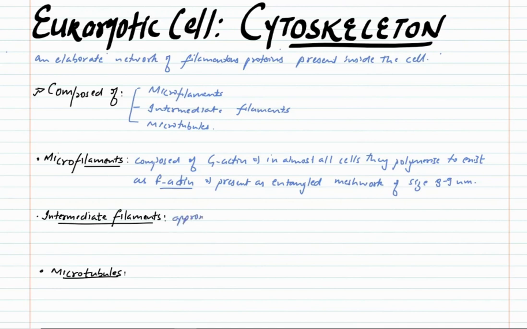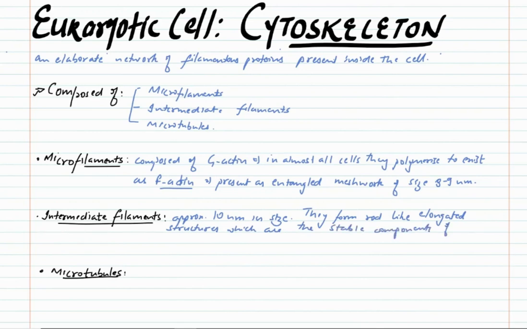The intermediate filaments are approximately 10 nanometer in size. They form rod-like elongated structures which are the stable components of cytoskeleton. So out of the three components, these are the most stable elements.